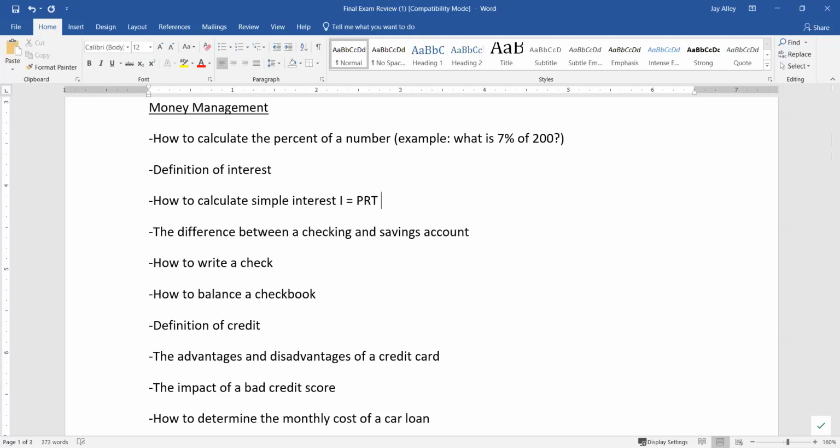So if I have a $3,000 loan and my interest rate is 6%, that is 0.06. And obviously I'm buying a used car, my loan is for 3 years. How much is my interest going to total? Just multiplying now. Okay, total of $540 in interest.